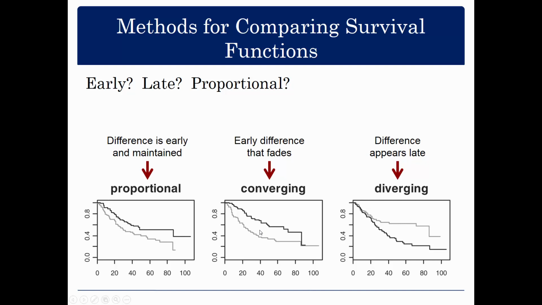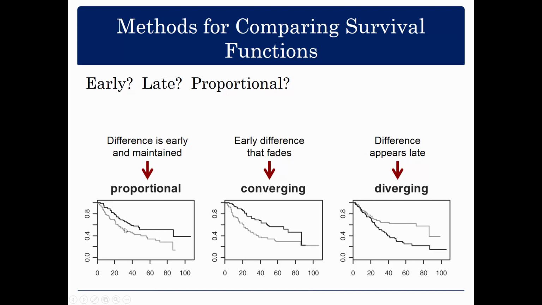The two things that we have here in the middle and on the right are what are called non-proportional risk. In other words, the difference in the risk of the event between the two groups changes over time. So it makes sense then to describe how the difference in the risk between the two groups is changing over time, as opposed to trying to summarize it with one number, because that might actually underestimate or overestimate the difference between the groups.